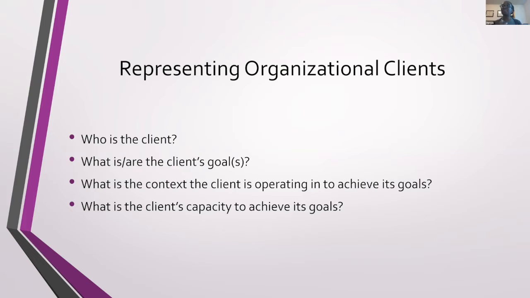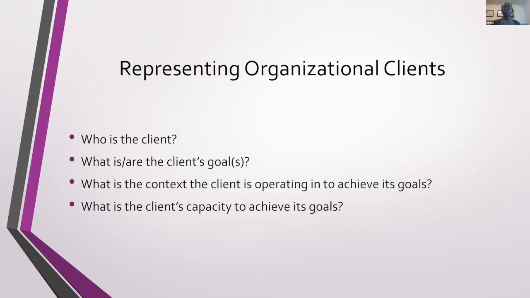And then this capacity piece has come up a lot. So it's what are the challenges and opportunities that the client has to achieve the goals that it wants to achieve. And thinking about that in terms of its internal organization, as well as thinking about social capital, financial capital. All of the things that clients want to do at some point take having allies, and take some level of financial resources.